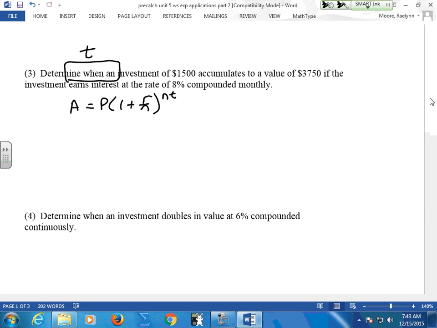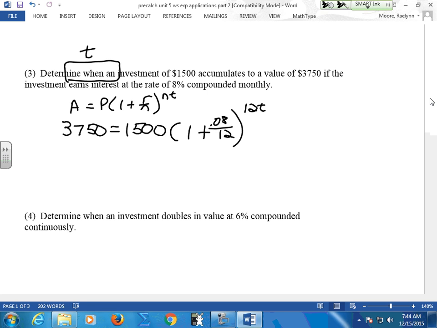So let's plug in what we know. We want it to reach this value. We want to invest this much money. We're going to fill in everything that we know. We know your rate. Flip it to a decimal. How many times is it compounded? 12. And what should my exponent be? 12t. Okay. Now, algebraically, you can't find this. Well, you probably can. You know your logs, but we haven't done your logs yet.